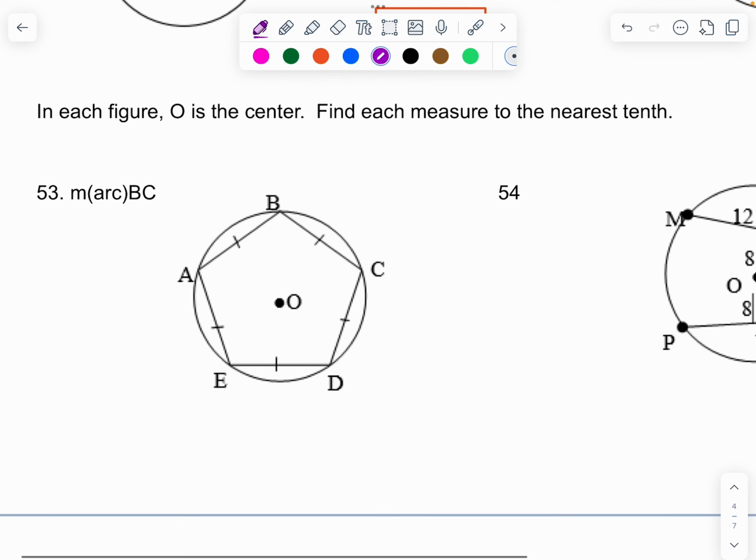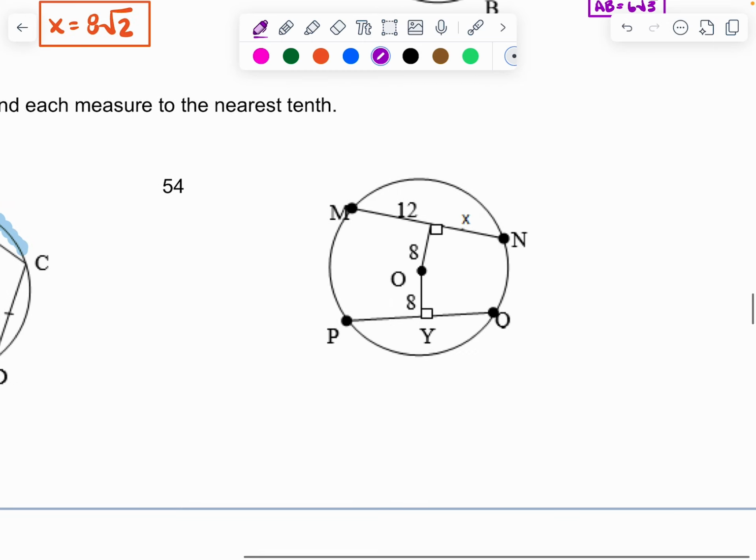All right, find the measure to the nearest tenth. They want us to find the measure of arc BC. Well, we have all these congruent chords, and we learned a property on day 3 that says if we have congruent chords, we have congruent arcs. So all I have to do is take my 360 degrees, the full circle, and divide it into 5 congruent arcs. So the measure of arc BC is going to be 72 degrees.